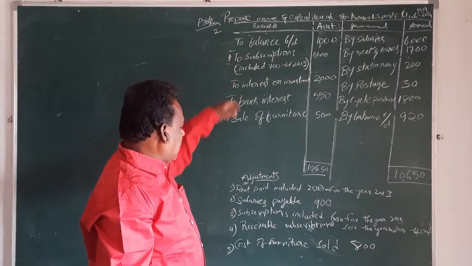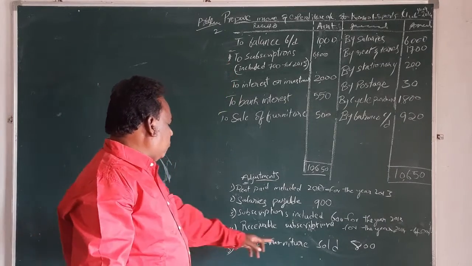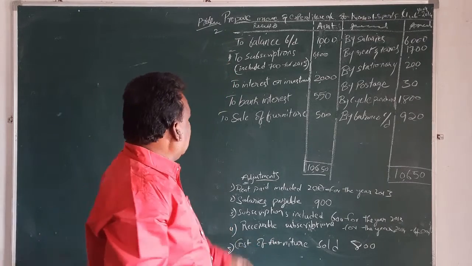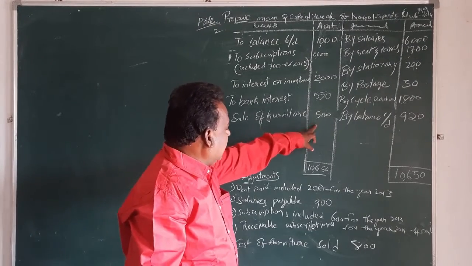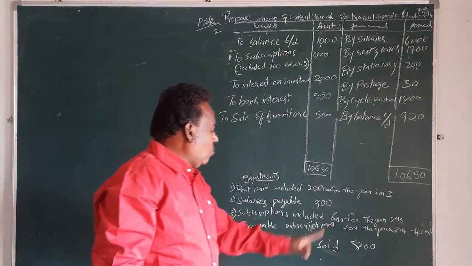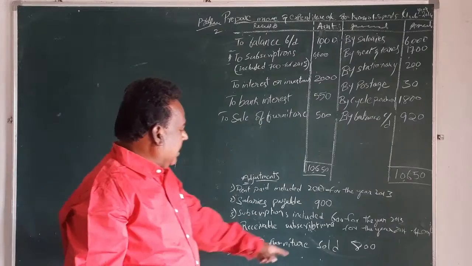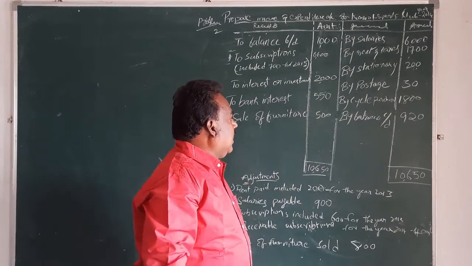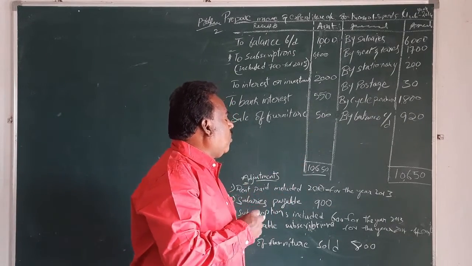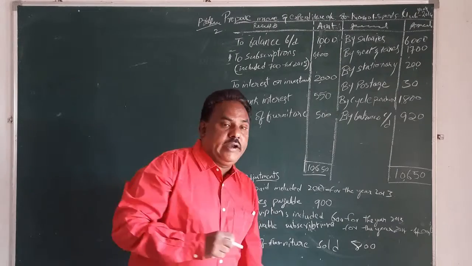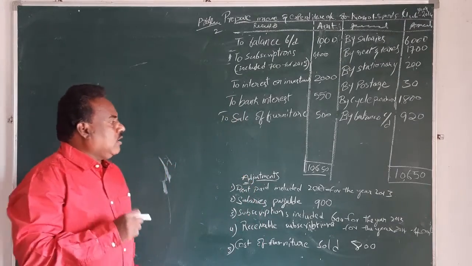Adjustments to the subscriptions. Next, cost of furniture sold 800. Sale of furniture 500. It cost 800. So cost of furniture 800. It was sold 500. It is a total 300 rupees loss. It must be recorded on the debit side of the income and expenditure account.